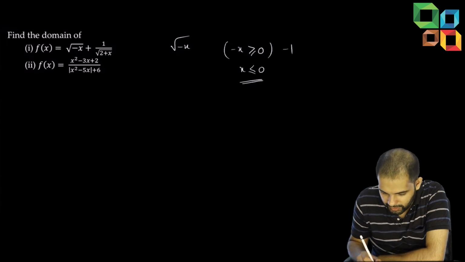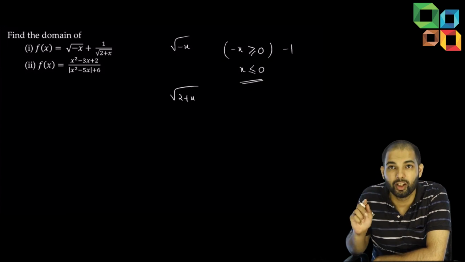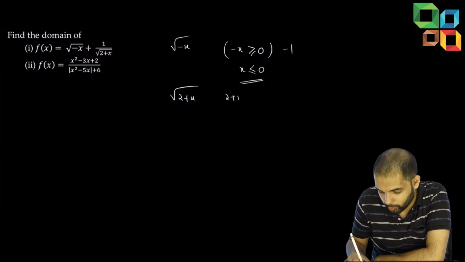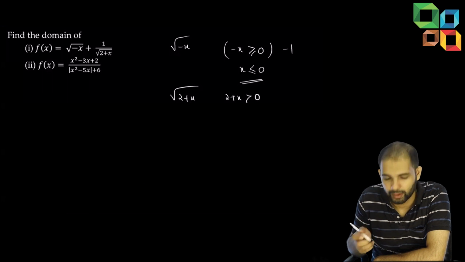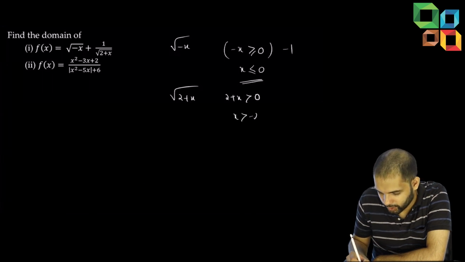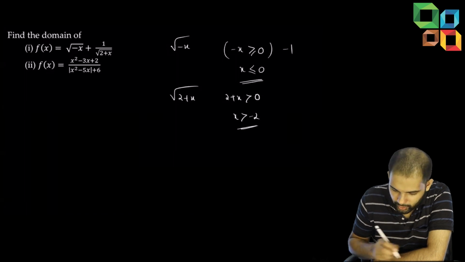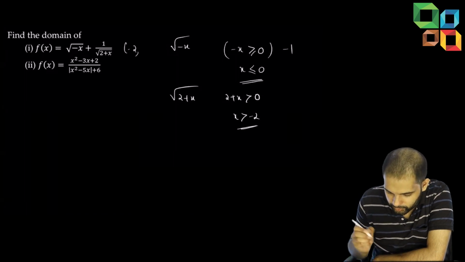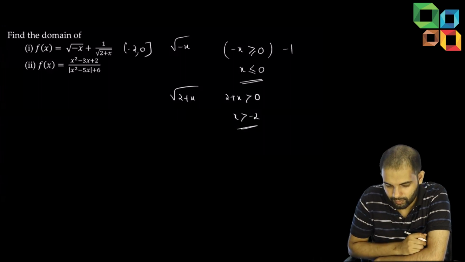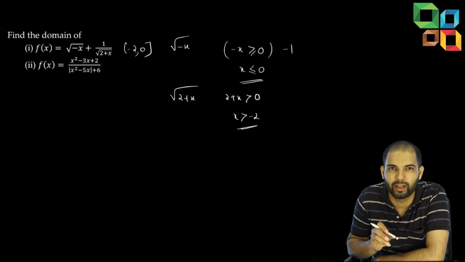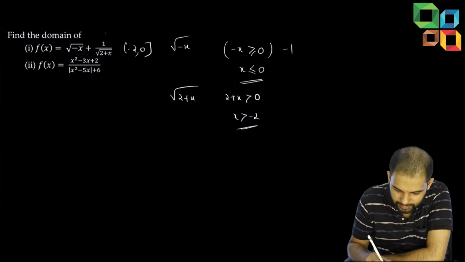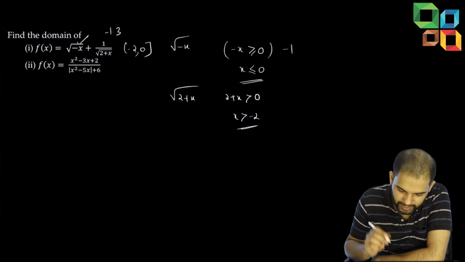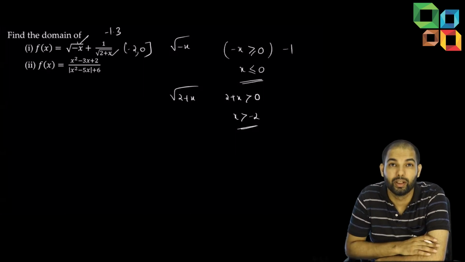For the next part, 2 plus x is in the denominator, so 2 plus x should be strictly greater than 0, not equal to, strictly greater. That means x should be greater than minus 2. So our solution is minus 2 to 0. You can take some sample values inside and check if you want. If I take minus 1.3, a random number, this is defined. I don't care what the answer is, but it is defined. Good enough.